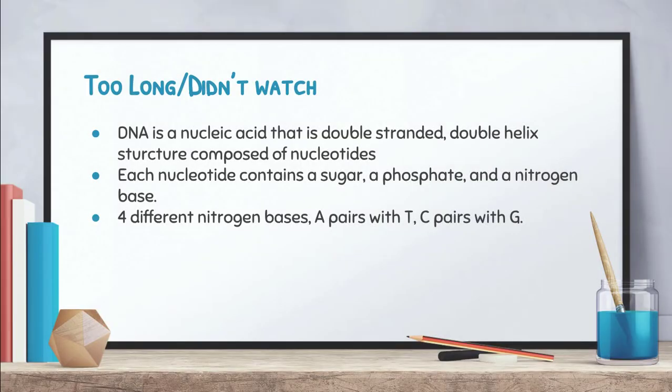So really the whole focus of this video is just for you to understand the basic structure of DNA. And keep in mind that DNA is a nucleic acid. It's one of the 4 macromolecules we've previously discussed. It is double-stranded, it is a double helix shape, and is composed of many repeating nucleotides. Each nucleotide contains a sugar, a phosphate, and a nitrogen base. And 4 different nitrogen bases exist in DNA. A pairs with T, and C pairs with G.